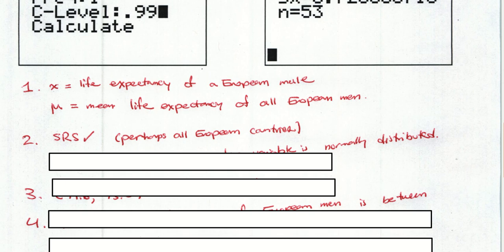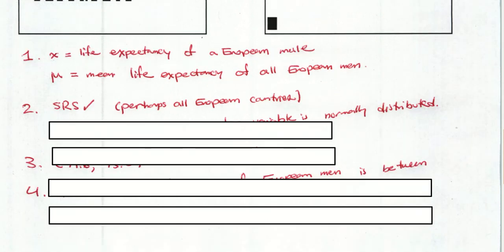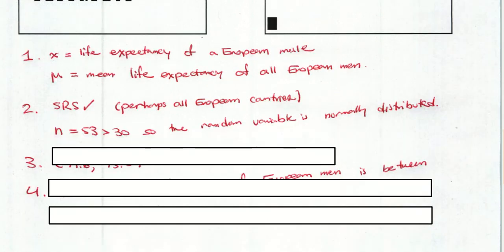So I'm going to say that the requirement for a simple random sample is satisfied because perhaps this is a census. That is, perhaps it covers everyone. And then we notice that that's a lot of data points. N equals 53, which is bigger than 30. So we can say, just because of that being bigger than 30, that the random variable is normally distributed.